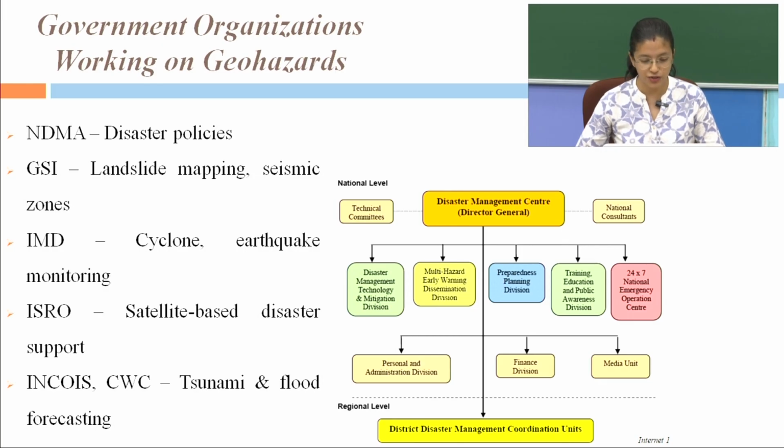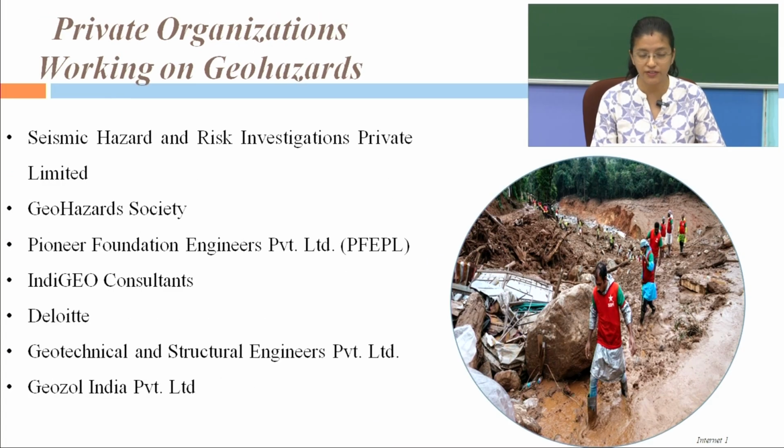The Indian National Centre for Ocean Information Services and the Central Water Commission provide us ocean data and advisory services for any tsunami or flood forecasting. These organizations collectively contribute to India's capacity to monitor geohazards, develop early warning systems, and implement mitigation strategies to protect lives and property. Along with government organizations, there are several private organizations also working on these geohazards.